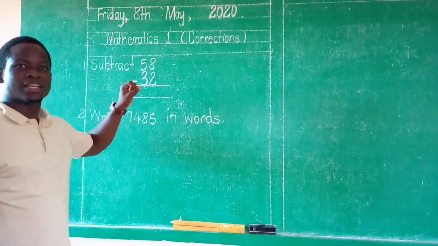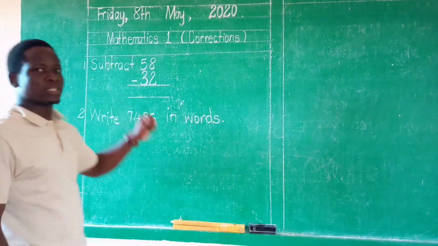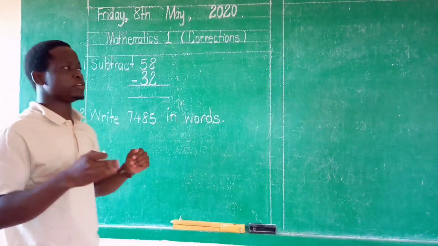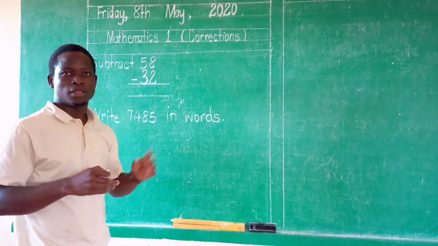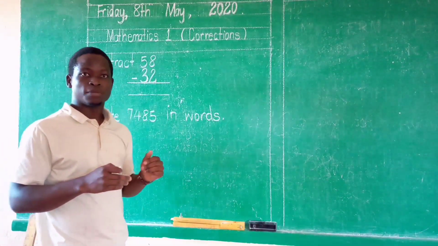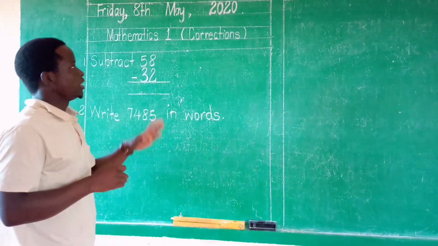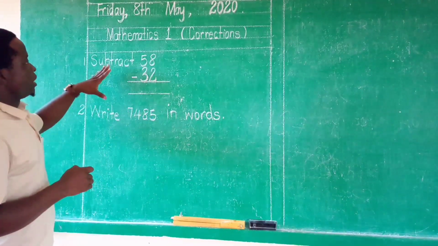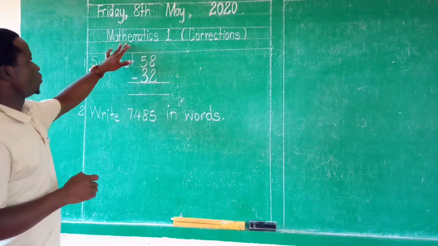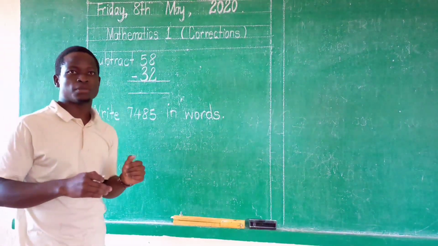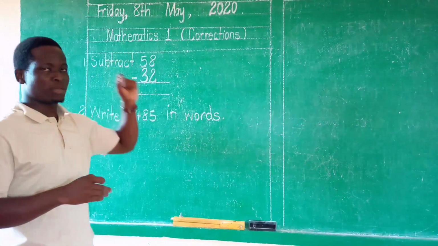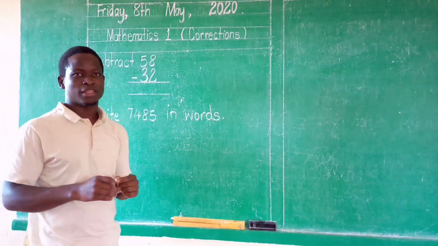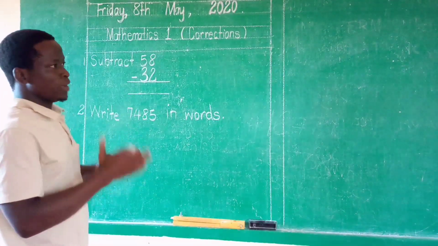My good boys and girls, as I promised you, I will be making corrections to the work I've been sending to the P6 platform, the WhatsApp group for the P6 members of my class. Now, I'm going to start with the first set I sent to the platform, and that was Mathematics 1. It was labeled MTC1.